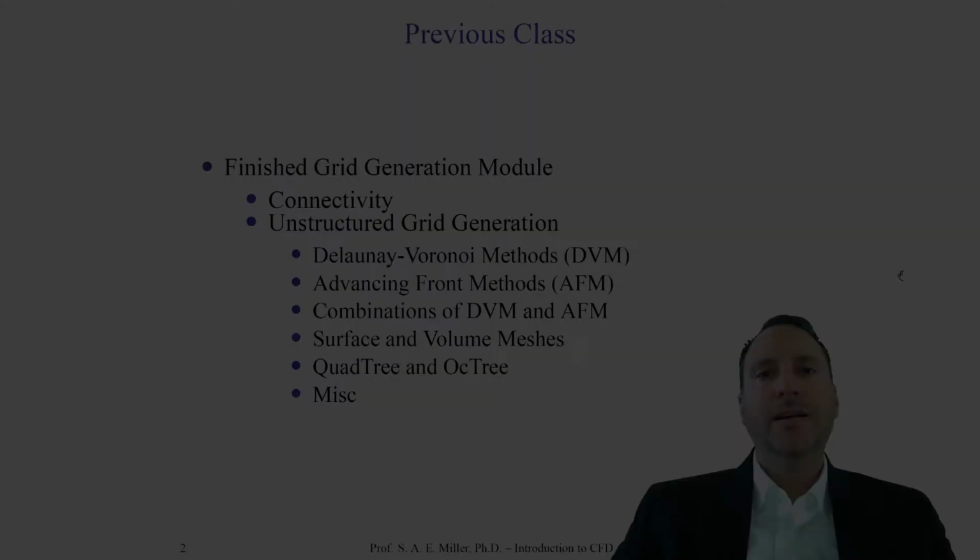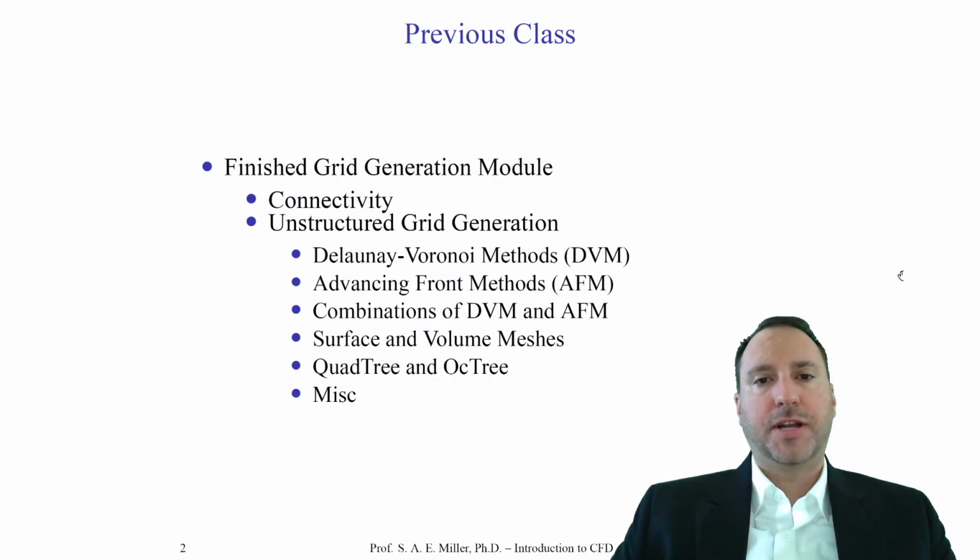choices. In the previous class, we finished our grid generation module. We looked at the connectivity of unstructured grids, and in particular, we talked about what an unstructured grid is and why it's important for particular problems, especially problems with complicated geometry. Unfortunately, the numerical algorithms are limited when it comes to unstructured grids. In particular, we looked at the Delaunay-Voronoi method and the advancing front method, which are the two main types of method used today to create these types of grids.